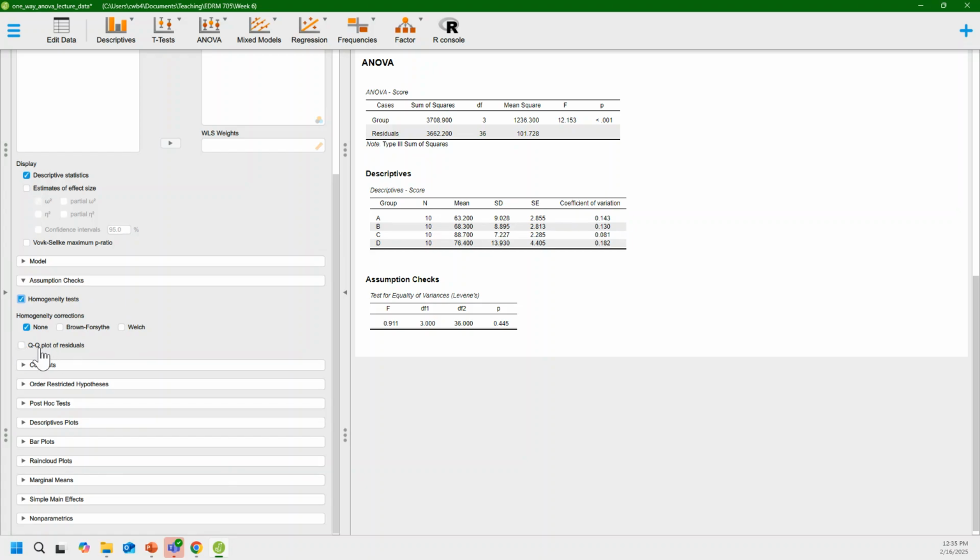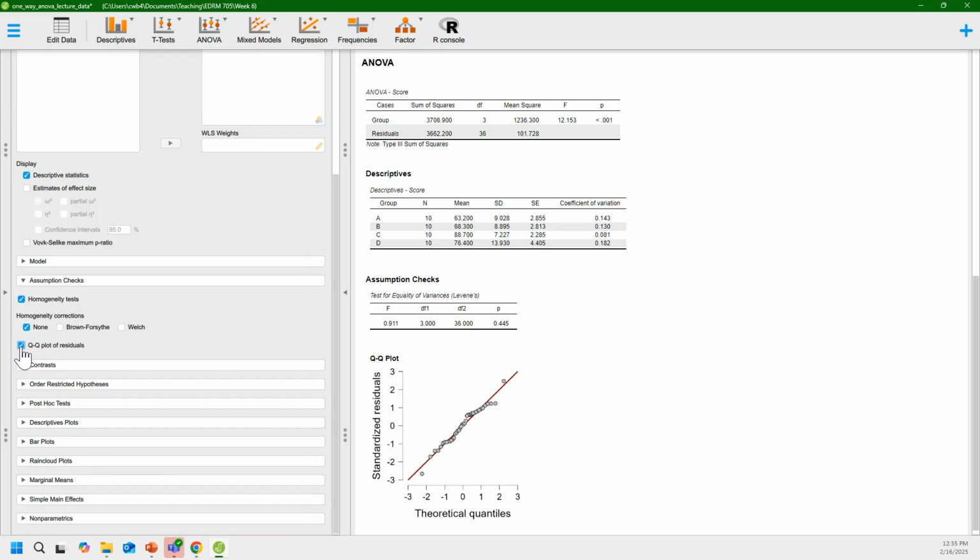I'm going to do a QQ plot of residuals. All right, so I'm going to check that. And if I see a somewhat linear pattern or most of the points are close to that line, that is evidence that our data are from a normal distribution, right? Or that our normality assumption is satisfied. So here, our normality assumption is satisfied.